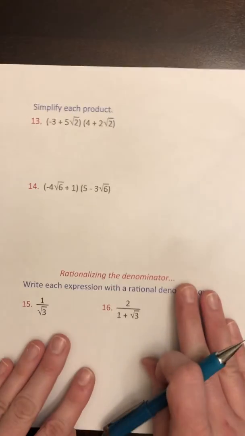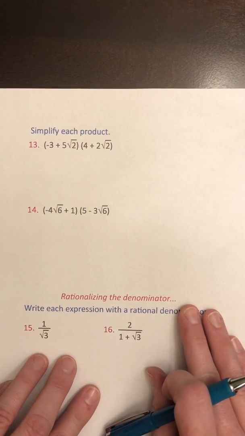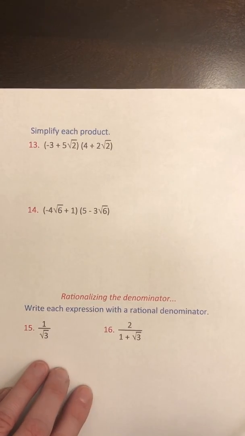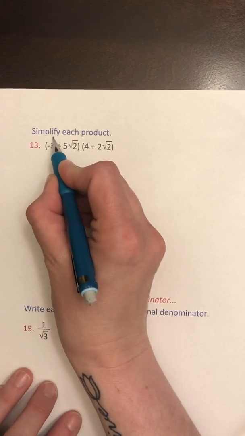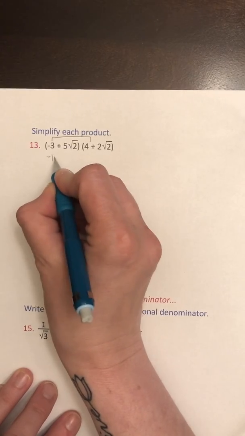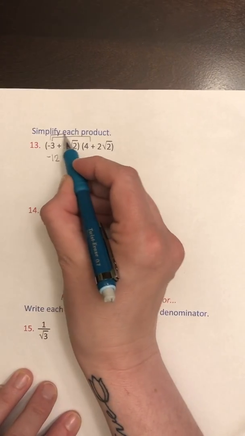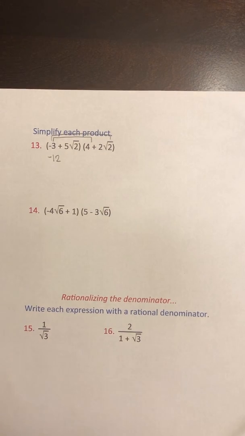A couple more examples. Number 13, not adding or subtracting. As a matter of fact, the directions say simplify each product. That means multiplication, and hopefully you guys know that that means we're going to FOIL. First, outer, inner, last. So I'm going to do first, negative 3 times positive 4 is negative 12. Then I'm going to do outer, so I'm multiplying negative 3 and a 2 on the square root of 2.